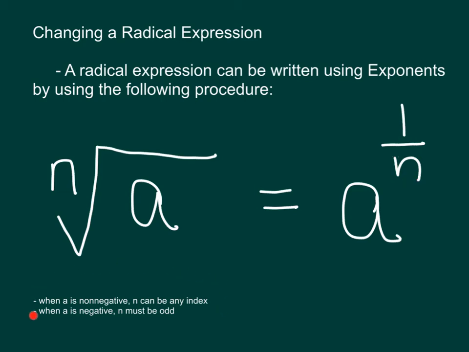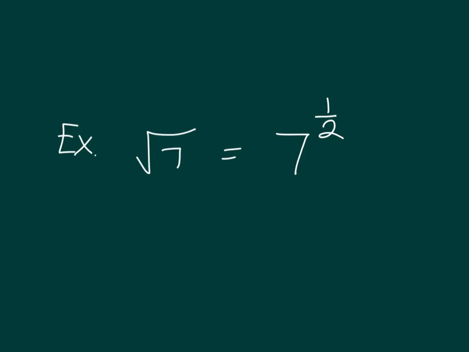And down here I put, just make sure you have this in there, where n is a non-negative, n can be any index. So in other words, as long as a is non-negative, this is a positive, then n can be anything. When a is a negative, this value has to be odd. Okay, so here's an example. Square root of 7 in exponential form can be written as 7 to the 1/2.